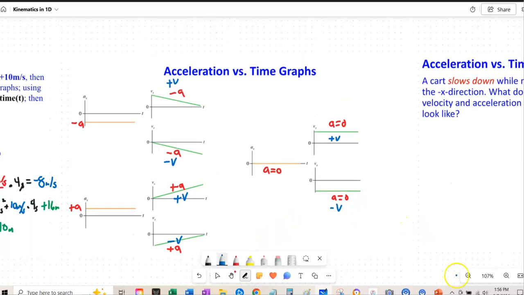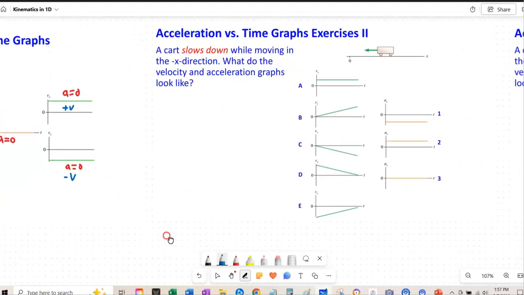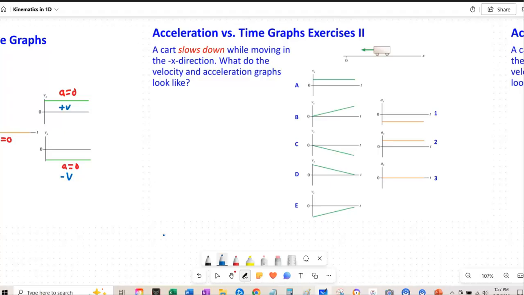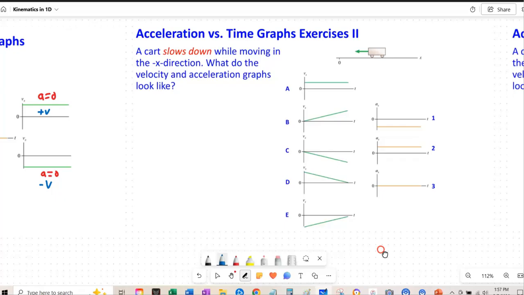Okay, let's quiz you on this. We're only going to do 2 of these, and we'll do one last exercise, and then we'll be done. So, I want you to match velocity versus time graphs to acceleration versus time graphs for this situation. You have a cart moving to the left, and it's slowing down while moving to the left. Match letters to numbers. Go ahead and try it out and pause the video now.